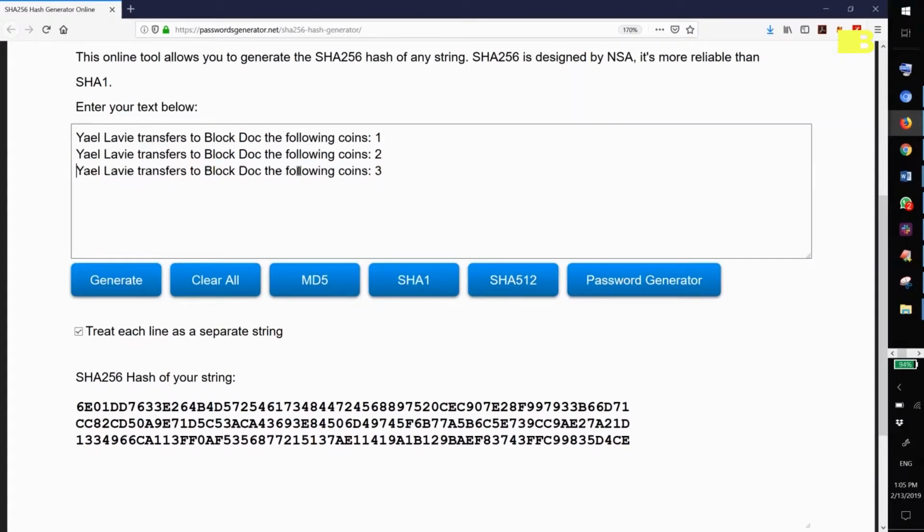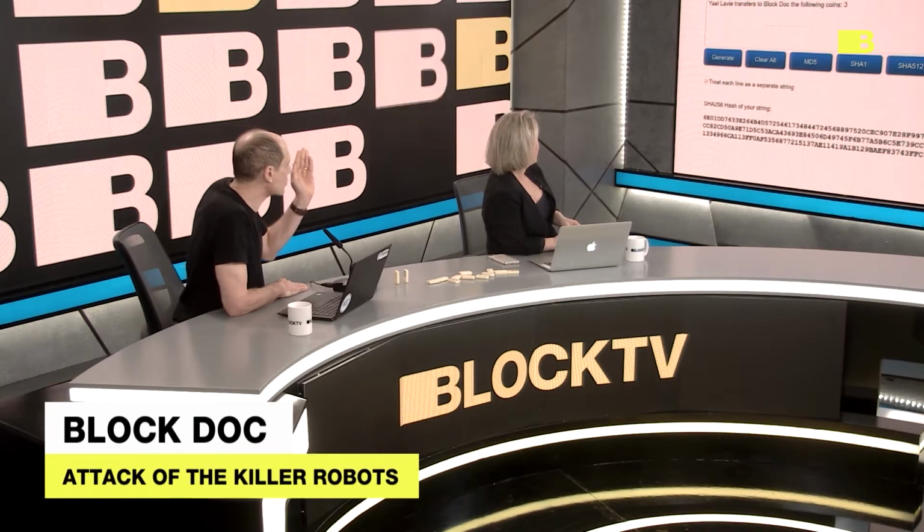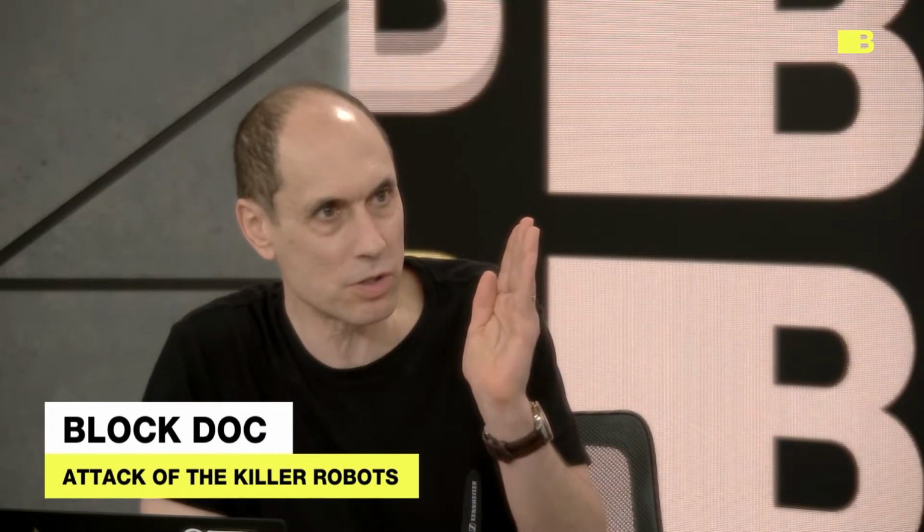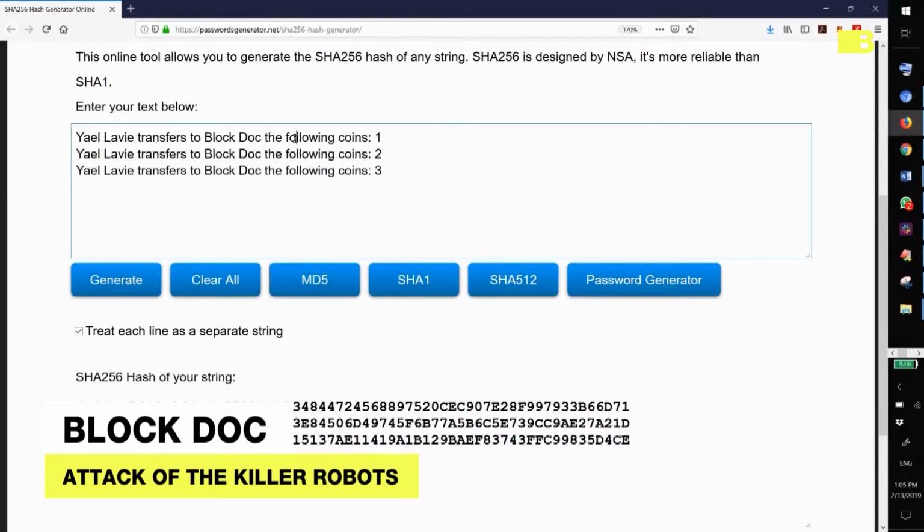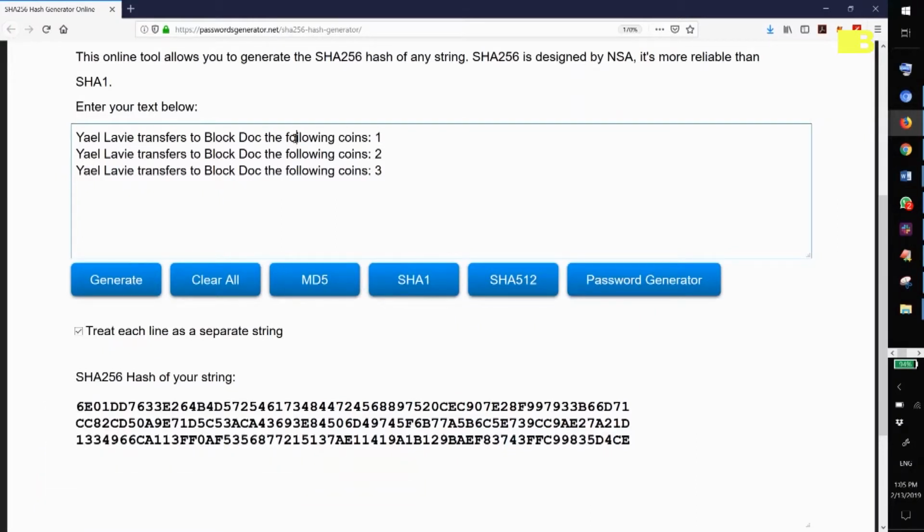You can do this online. This is an online tool. You can play with it yourself. This is the cryptographic magic at the heart of blockchain. If I change one character in a sentence, if I change the 1 to a 2, look what happens. 6E blah, blah, blah, ending in 1 becomes CC ending in D. Entirely different. All of the letters change. So this is called a one-way function, and this is SHA-256, which is at the heart of Bitcoin.